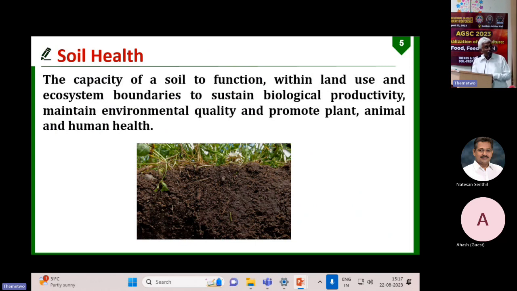What do we mean by soil health? The soil should be in a functional condition, whatever the land use we are putting it to, and within the ecosystem, so as to sustain biological productivity, maintain environmental quality, and promote plant, animal, and human health. That means the soil should be perfect in requirements for physical terms, biological terms, and environmental lines. All these things put together make soil health. Whatever activities we have seen in the previous slides ultimately threaten soil health, so there is a greater need to maintain it.